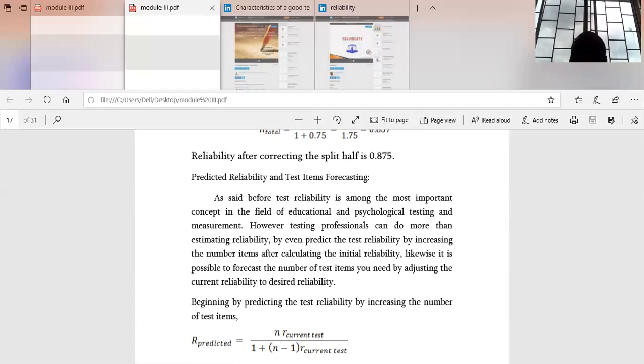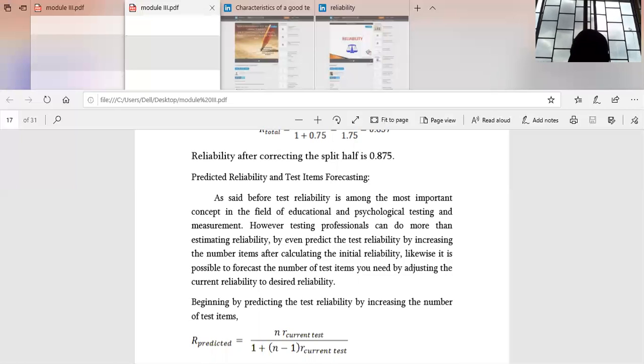As we've said, the reliability after collecting the data is 0.9. So, predicted reliability and test item forecasting. How do we do it? As we said before, test reliability is among the most important concepts in the field of education, psychological testing and measurement. However, testing professionals can do more than estimating reliability: they can predict the test reliability by increasing the number of items after calculating their initial reliability.